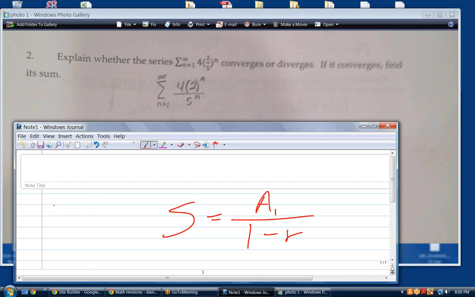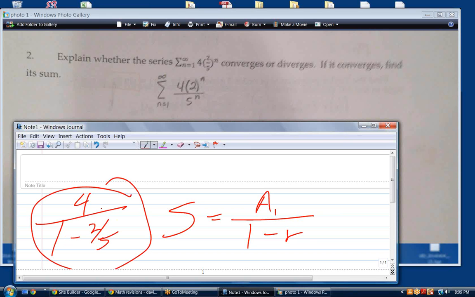Or in this case, 4 is a sub 1, and 2/5 is r. We got that 1.6 was a sub 1 when we went over it in class.